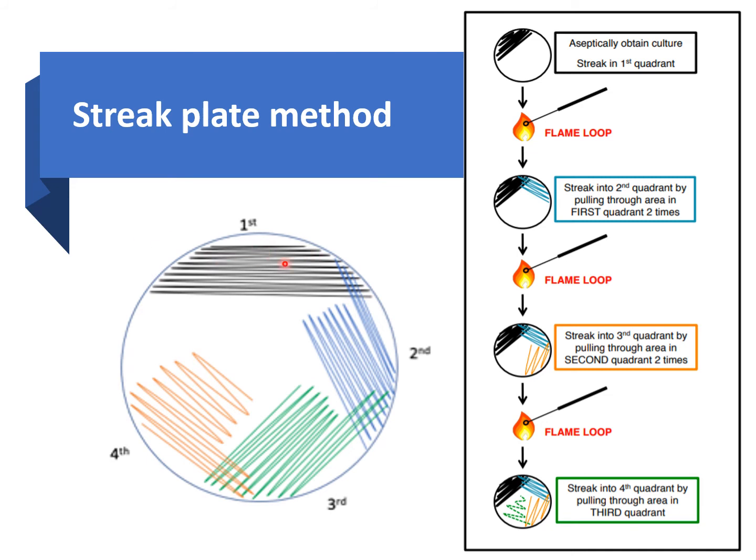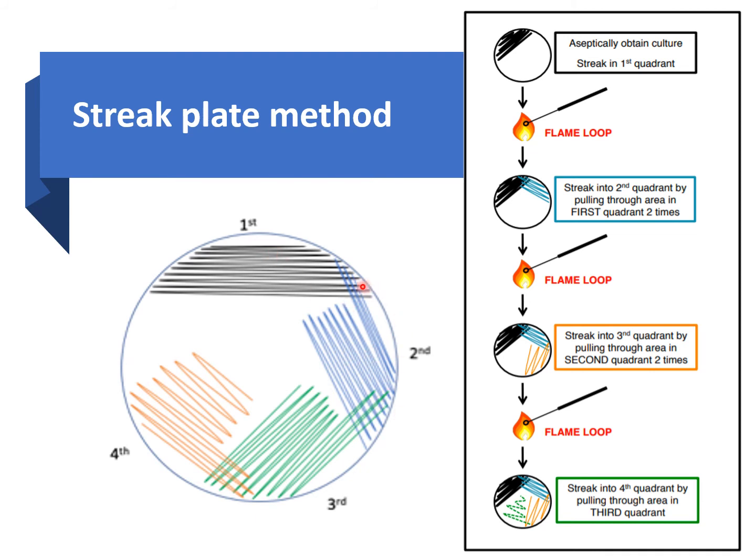Right here, the first quadrant, this is where you're going to have the heaviest growth. This is where you're going to have heavy confluent growth, or we basically refer to it as a lawn of bacteria, right? This is where you're going to have the heavy lawn of bacteria growth right here. Then the second quadrant is going to have less growth.